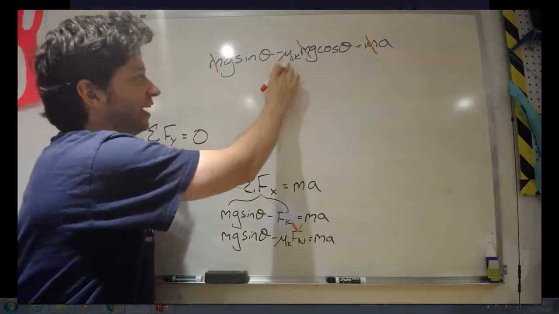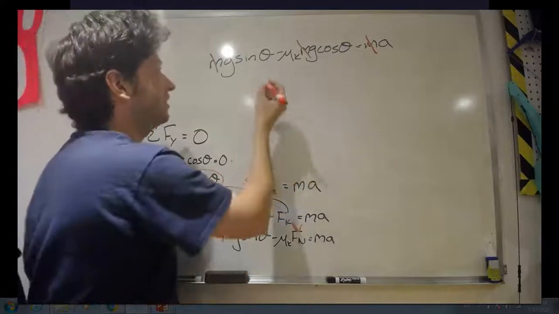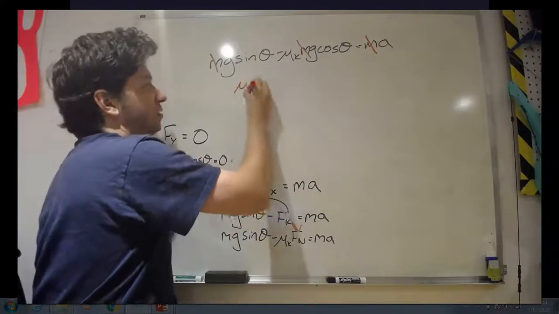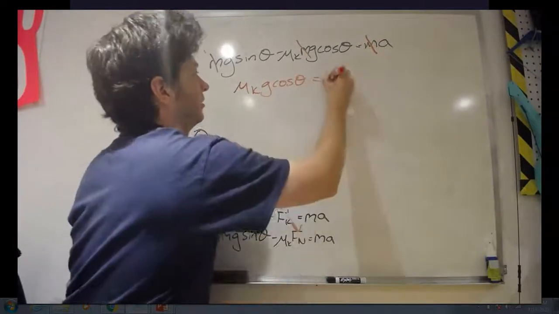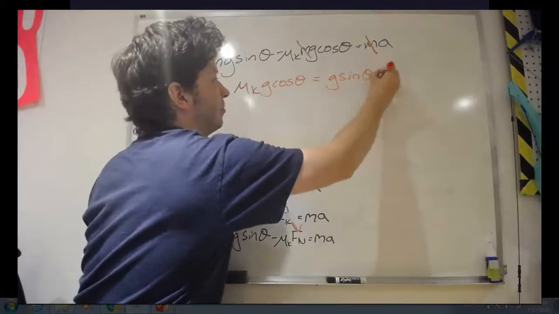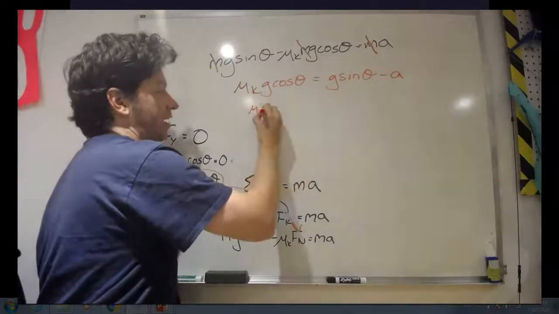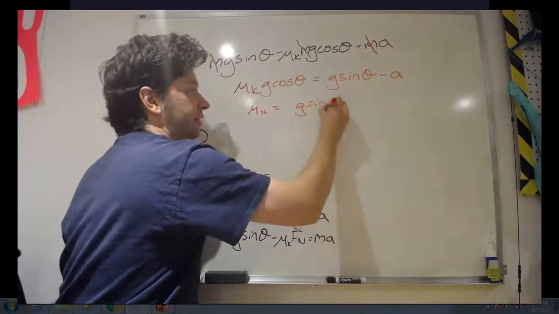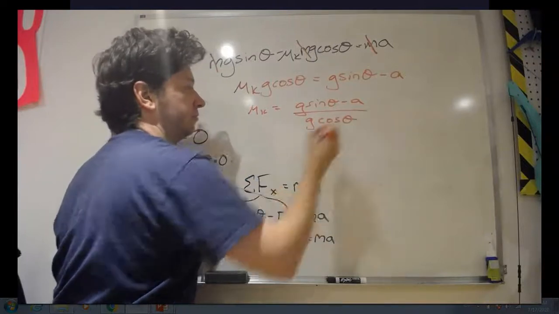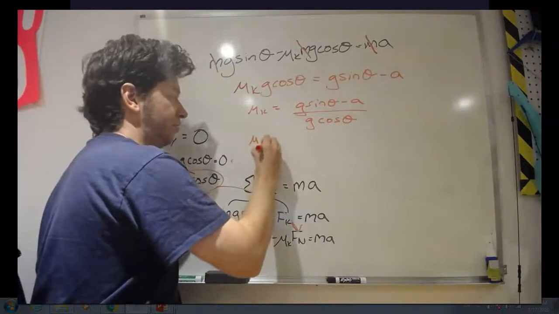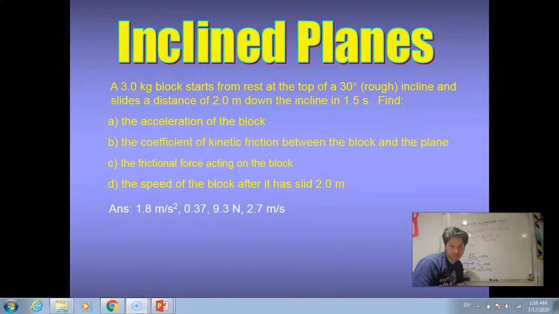We are solving for mu k. We know everything else in the problem, so we just need to solve for mu k. Rearranging the equation, we have mu k g cos theta equals g sine theta minus a. Then mu k equals g sine theta minus a all over g cos theta. There you go. Now we just need to plug in our values, and I think I already have it listed on the PowerPoint. Yeah, 0.37.